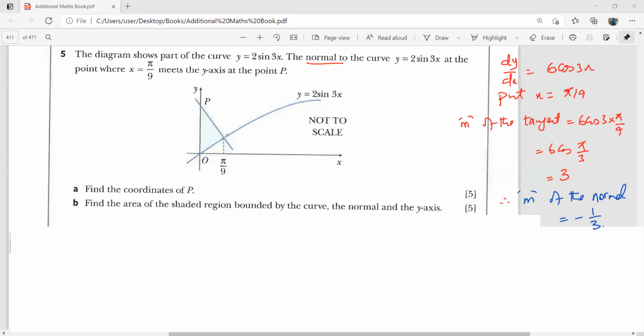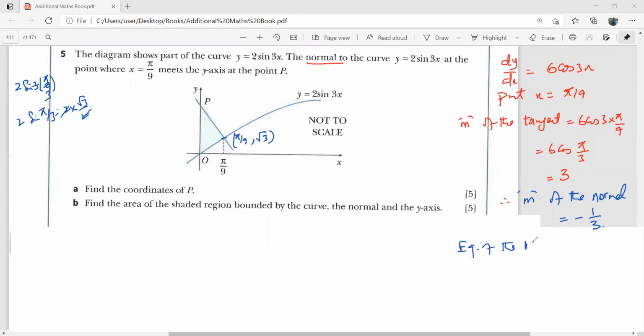Now we need to complete this point here. If there is pi by 9 here, so this is the x coordinate pi by 9. Let's put pi by 9 into it. This is going to be 2 sine 3 into pi by 9. 3 3s are 9. This is 2 sine pi by 3. Sine pi by 3 is under root 3 over 2. This is 2 under root 3 over 2. So this is going to be pi by 9 comma under root 3. Okay, so we have got the gradient of the normal and we have this point. So let's write down the equation of the normal.